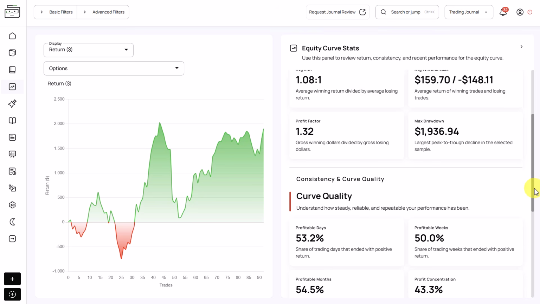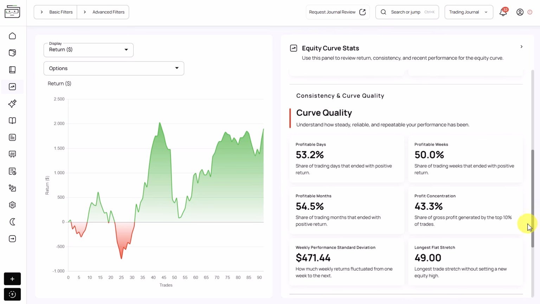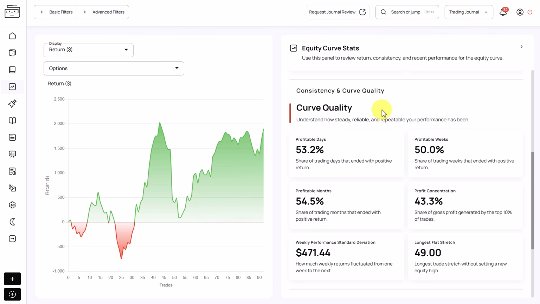When we scroll lower, we are going to see a lot of advanced statistics that will help you dig into your performance much deeper. So here the first section is called curve quality, and you see your profitable days, the profitable weeks, and the profitable months. Then you see profit concentration, and the explainer text tells you that this is the share in percentage of gross profit generated by the top 10% of your trades. So here you can see the top 10% largest trades make up 43% of this trader's overall profit. Typically, the more stable your equity graph grows, the smaller the profit concentration will be.